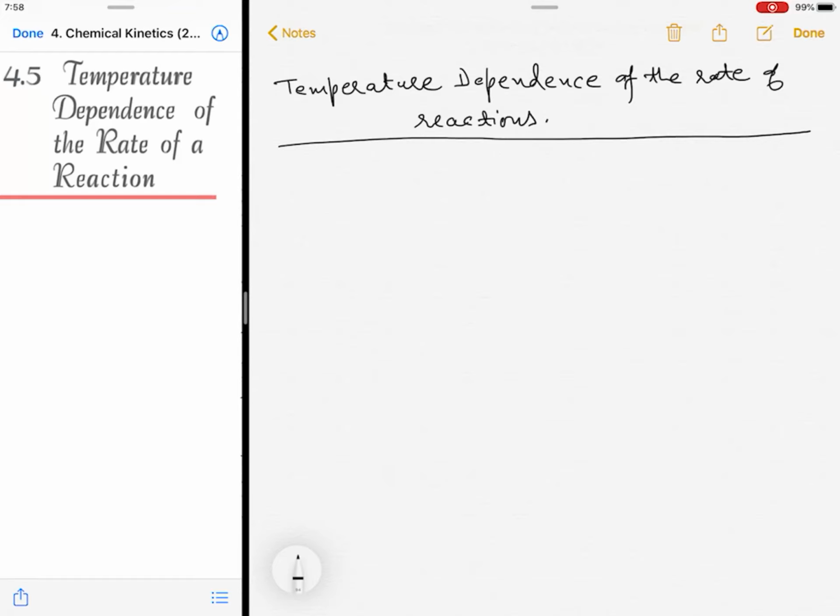So it is a general observation that whenever the temperature of a reaction mixture increases by 10 degrees Celsius or 10 degrees Kelvin, the rate of the reaction nearly becomes double. So the rate of reaction increases with increase in temperature. Here we define a term known as temperature coefficient.